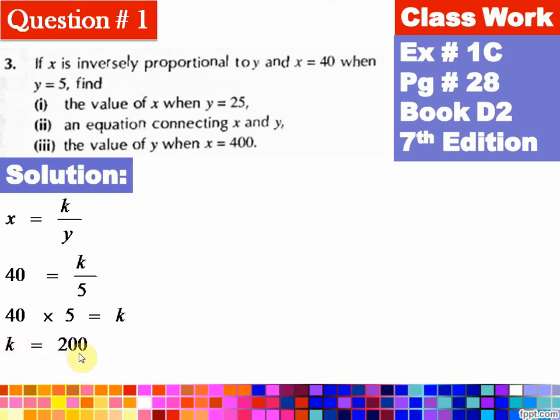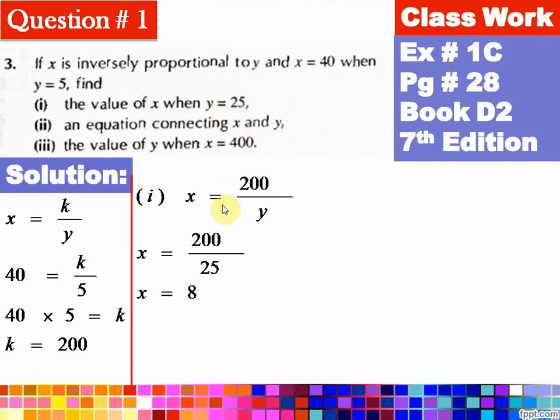So first we have to find the value of k in direct and inverse proportion. This is compulsory, this is important. Without calculating this value, we can't solve the other parts of the question. Moving on, the first part says find the value of x when y equals 25. We first write the equation: x equals, replacing the value of k, 200 over y. Now put the value of y, which is 25, in the equation. So we get the value of x equals 8.